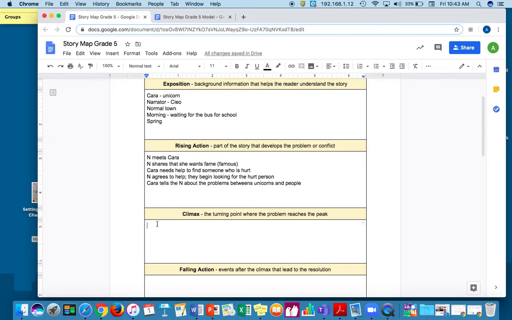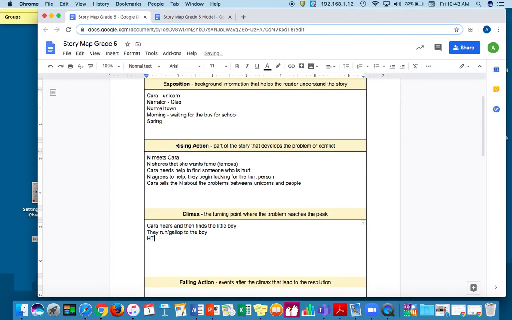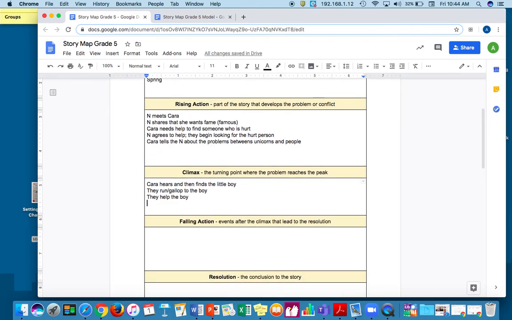The climax of the story, that turning point where it is the most suspenseful, would be when Kara hears and then finds the little boy. Because the narrator's on her back, they run or gallop to the boy. They help the boy. These are the most suspenseful, the biggest part of the story, where everything kind of turns.